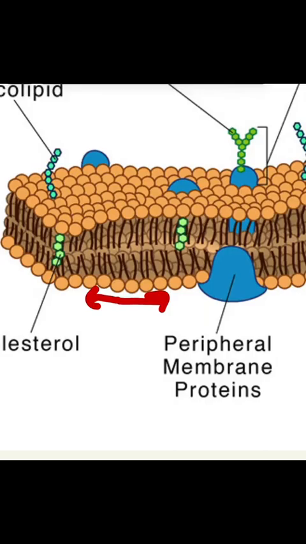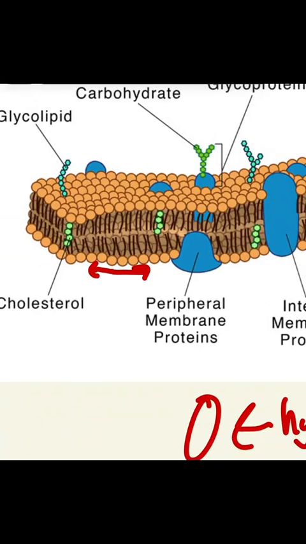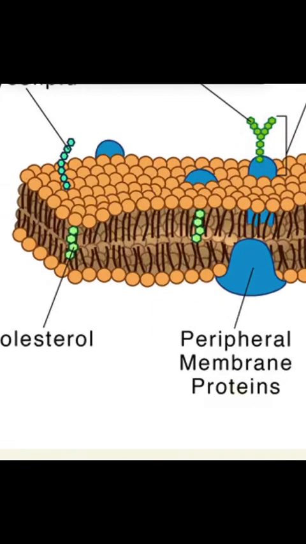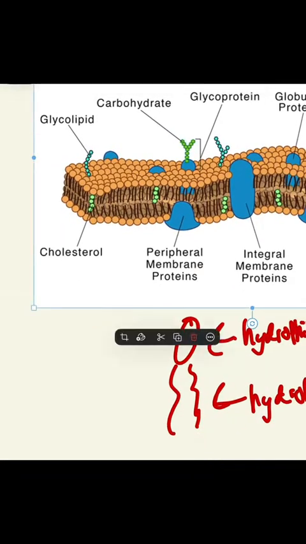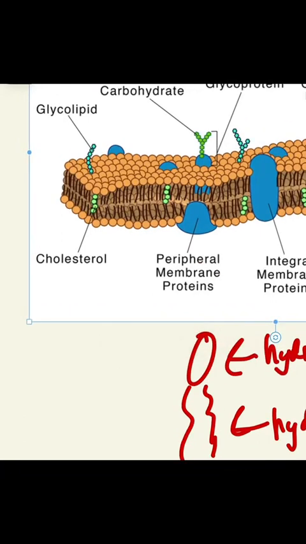Okay, now let's look at cholesterol. So cholesterol molecules, we can see on the diagram, are these green things here. What they do is they're interspersed throughout the phospholipid bilayer. They regulate that membrane fluidity, so prevent the membrane from becoming too rigid at low temperatures and too fluid at high temperatures. So remember that cholesterol stabilizes membrane fluidity across temperature changes.